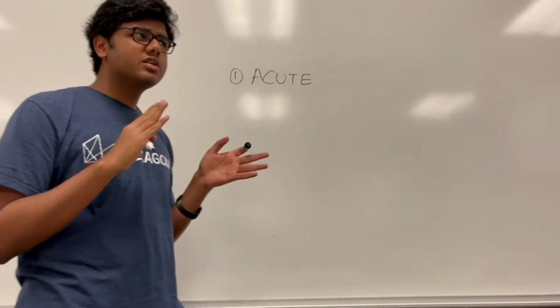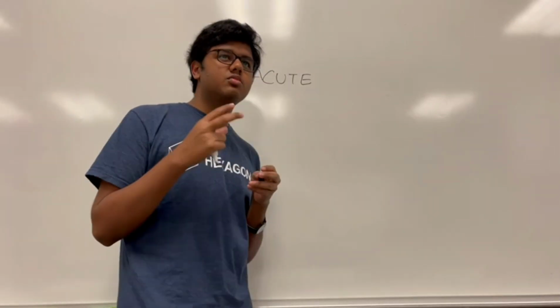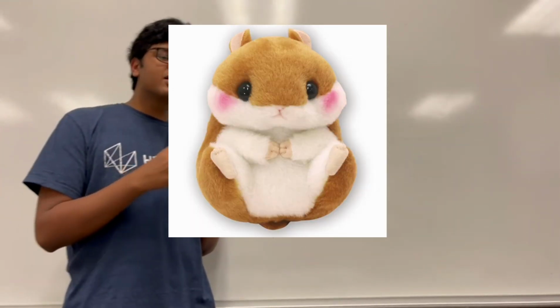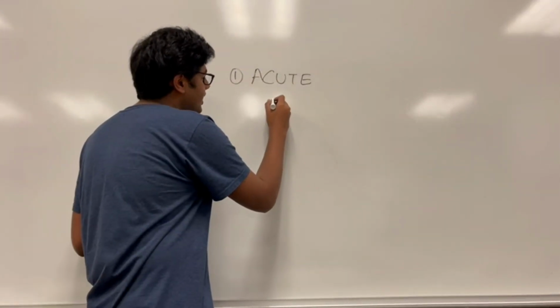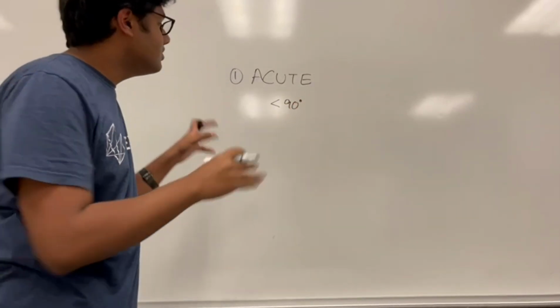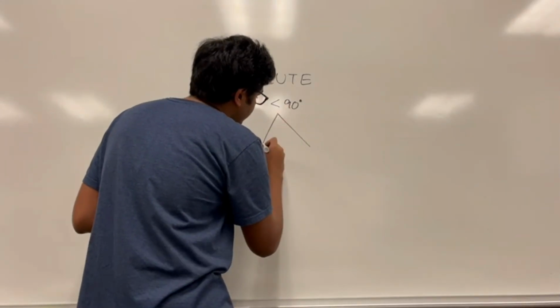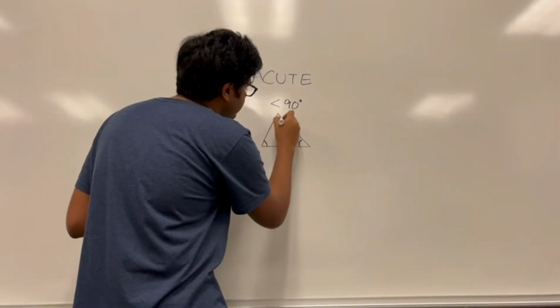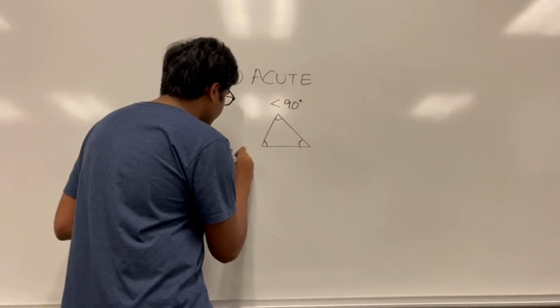So you can think of it in this fashion. Suppose you go into a store and you buy a small soft toy, right? And you think of that as cute. So think of it in this way, that since all of the angles are smaller than 90, they are cute. So acute angled triangle. Now what does it look like? It looks somewhat like this, where we can see all the three angles are smaller than 90.